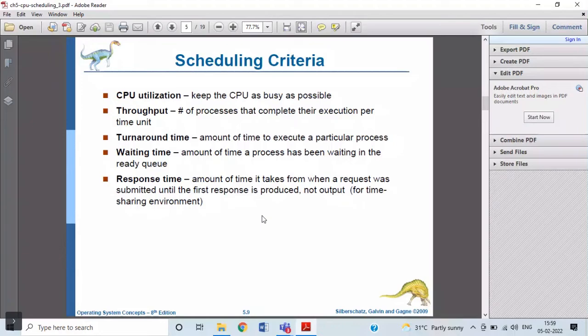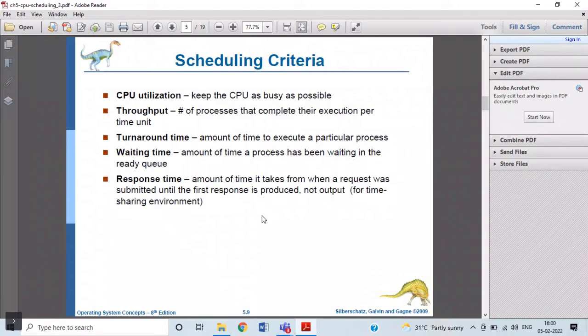How should the turnaround time be? Tell me using the explanation. Amount of time to execute a particular process. Turnaround time should be minimum. Yes, minimum. It should take only a very small amount of time. And waiting time? It should also be minimum. And the response time? Minimum, quickly. So it should also be minimum.